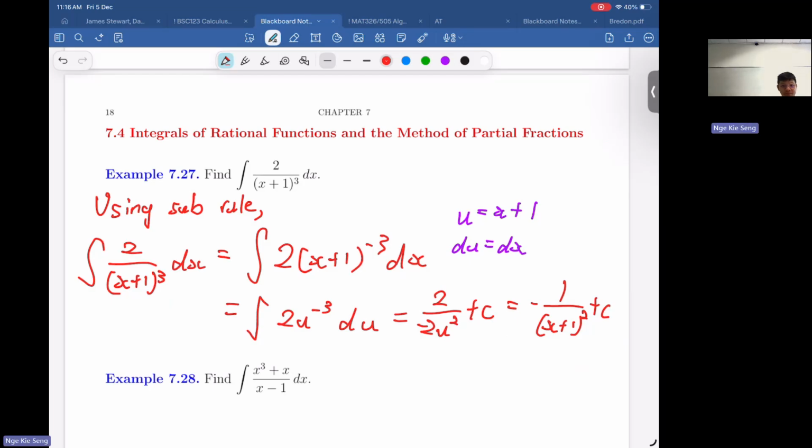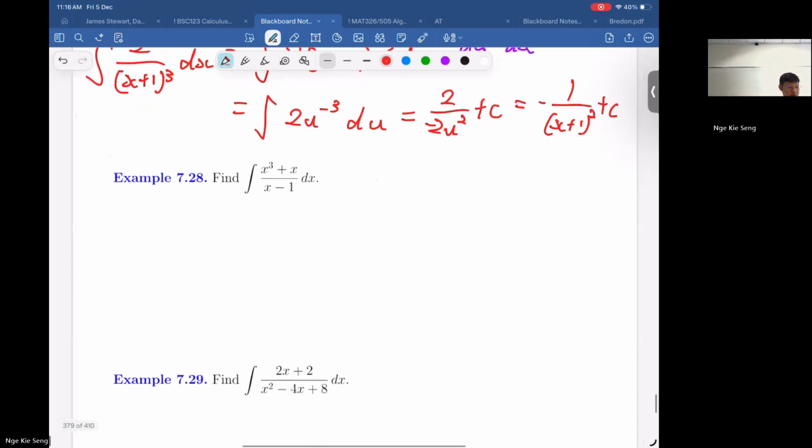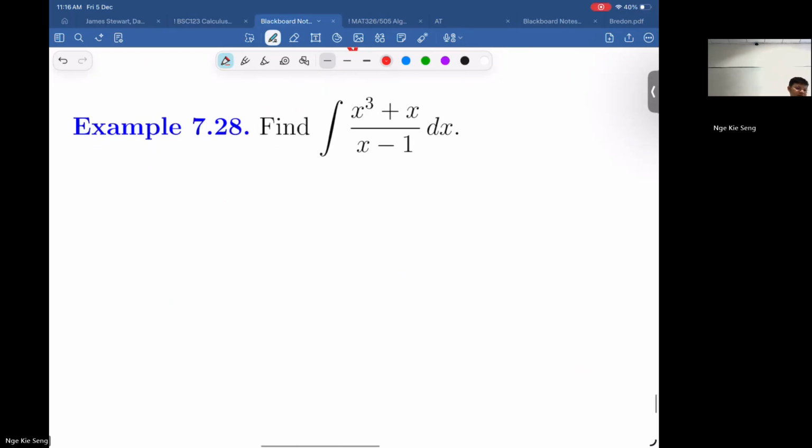Okay, how about the next one? So you see that there's x cubed plus x over x minus 1, right? So there is x appearing in two terms here. One way we could simplify it is to factorize it. Let's see if we can get something easier.